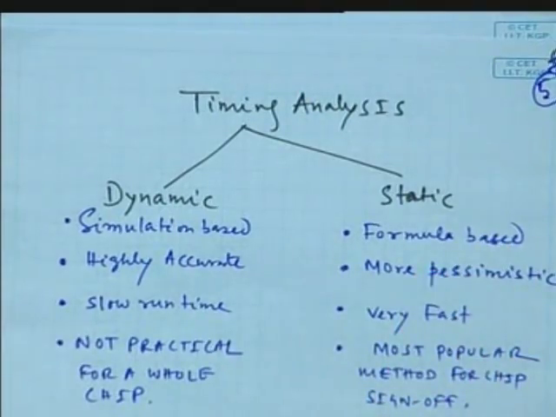Formula based means we have some formula for the total chip and calculate the time. So basically it's always worst case analysis. Static timing is always worst case analysis. For the whole circuit, you have some formula putting that value. Not exactly that. For example, you can say it is lookup table based also.